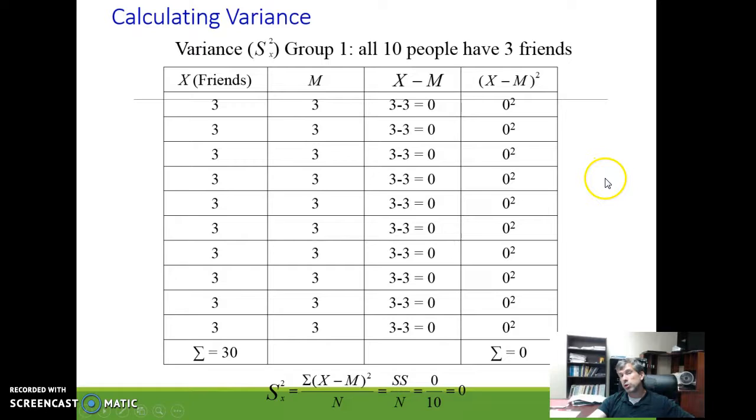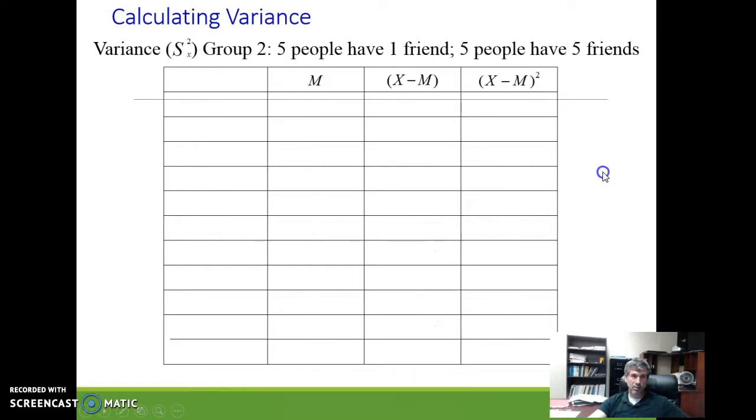Well, let's see what happens when we do have some variability in that same data set. So here, 5 people report that they have 5 close friends. The other 5 report that they have 1 close friend. So again, notice our sigma x is the same. It's still 30. Our mean is still the same. It's still 3. The mean doesn't tell those distributions apart.